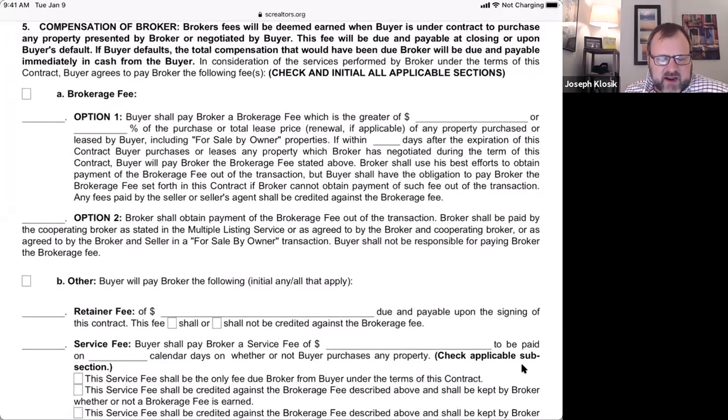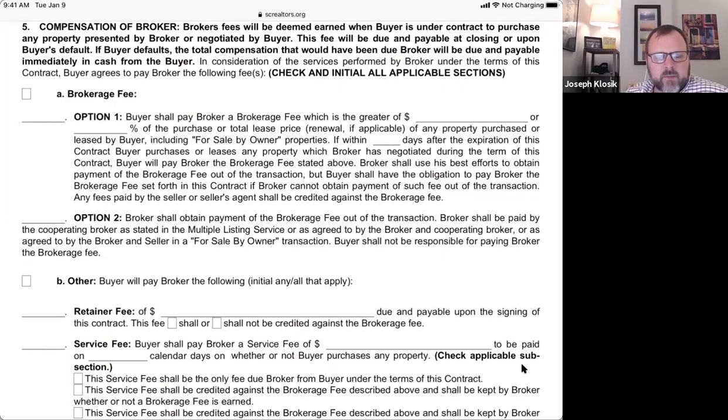So the brokerage fee option 2 is a broker shall obtain a payment of the brokerage fee out of the transaction. Broker shall be paid by the cooperating broker as stated in the MLS or as agreed to by the broker and cooperating broker, or as agreed to by the broker and the seller in a for sale by owner situation. Broker shall not be responsible for, or buyer shall not be responsible for paying broker the brokerage fee. This, for most of you, 9 times out of 10 is what you choose, right? I'm going to get paid whatever I can negotiate out of the contract.